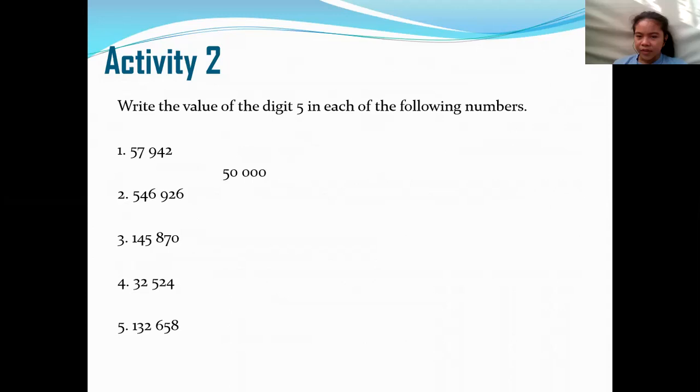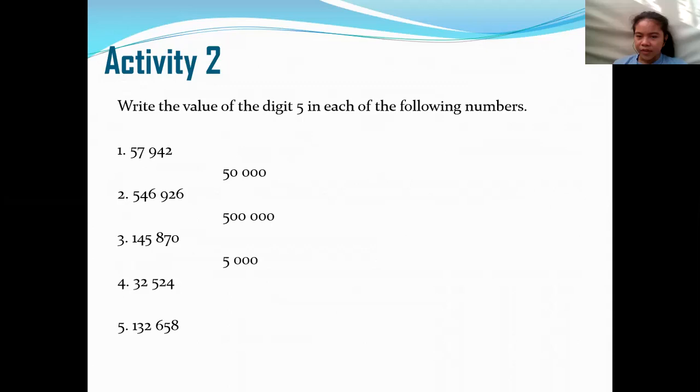Next, number 2, 546,926. So we have 5 in the hundreds place. So make zeros our remaining numbers. We have 500,000. Next, number 3, 145,870. The 5 is in the thousands place. So the value is 5,000.